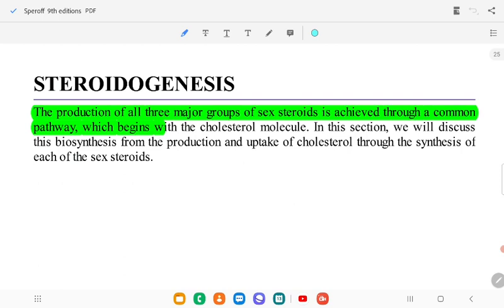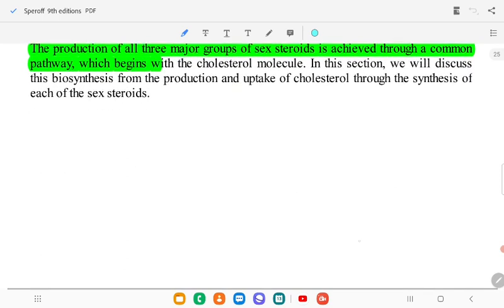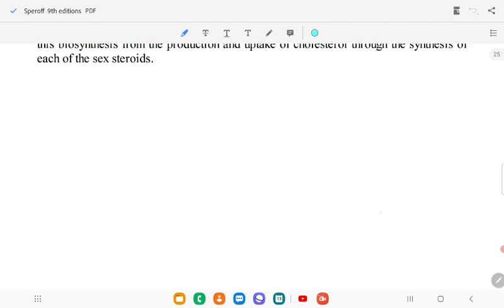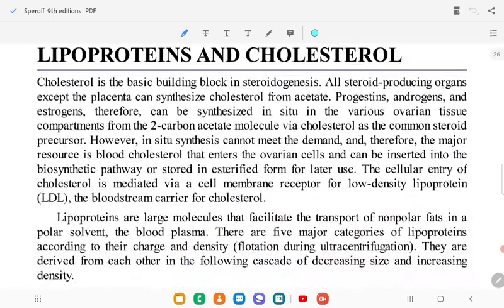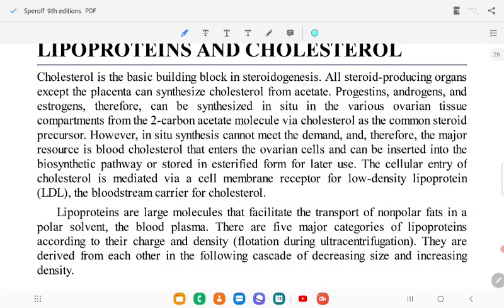Then steroidogenesis, the production of all three major groups of steroids, is achieved through a common pathway which begins with the cholesterol molecule. In this section we'll discuss the biology of cholesterol synthesis and its steroid hormones. The lipoprotein cholesterol is the building block of steroidogenesis.